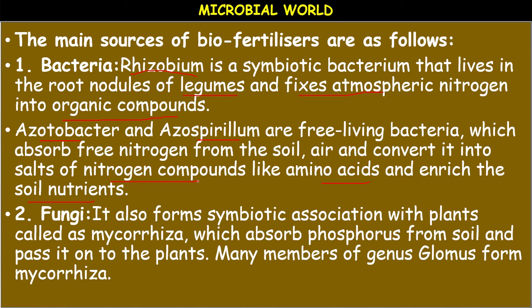Next, fungi. Fungi also form a symbiotic association with plants called mycorrhiza, which absorbs the phosphorus from soil and passes it on to the plants. Many members of the genus Glomus form mycorrhiza. Okay.